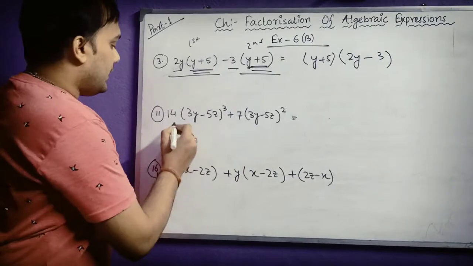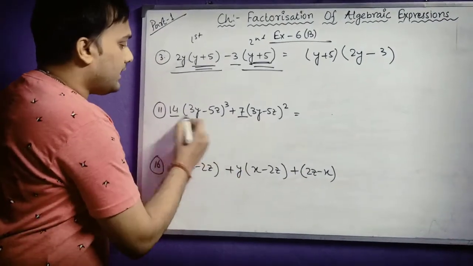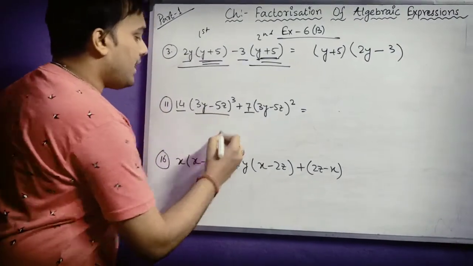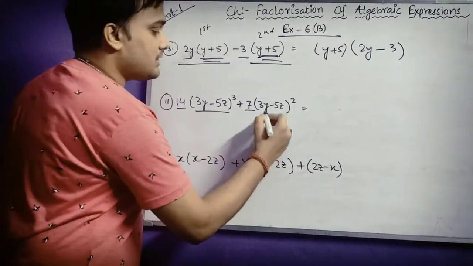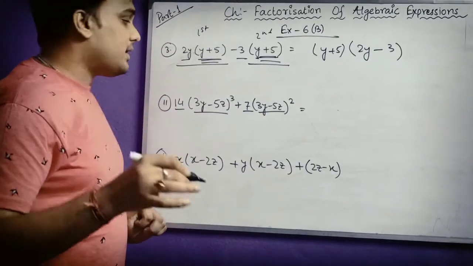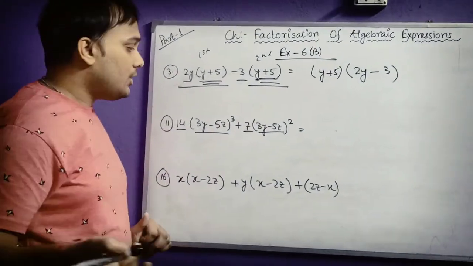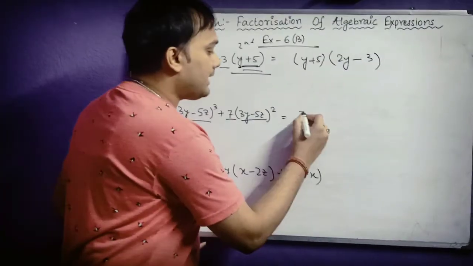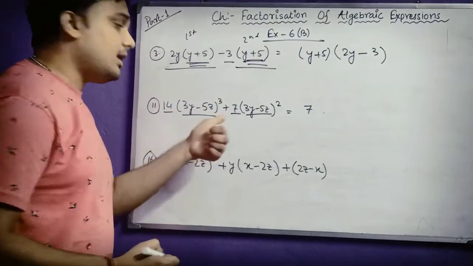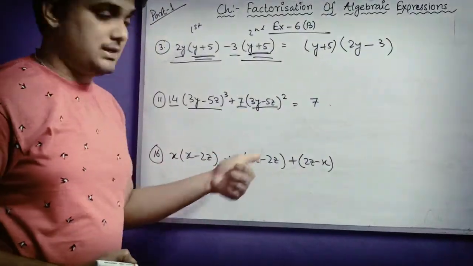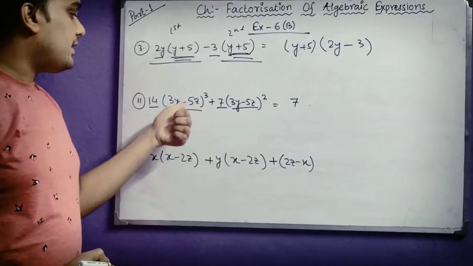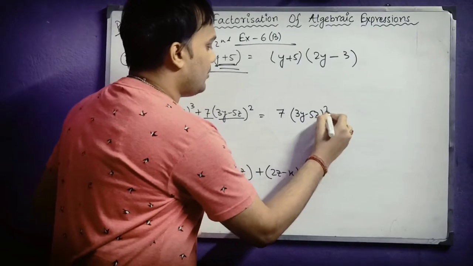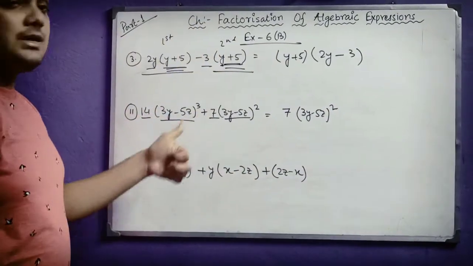Here, in the monomial part, you get 14 and 7. That means between these two numbers, 7 is common. And here you can see (3y minus 5z) whole cube, and here it is (3y minus 5z) whole square. So (3y minus 5z) whole square you can take common. Between 14 and 7, I can take 7 common. In the monomial you have to look, as well as in the bracket part. And in the bracket part, (3y minus 5z) whole square I can take common. This is the thing which you can take common.